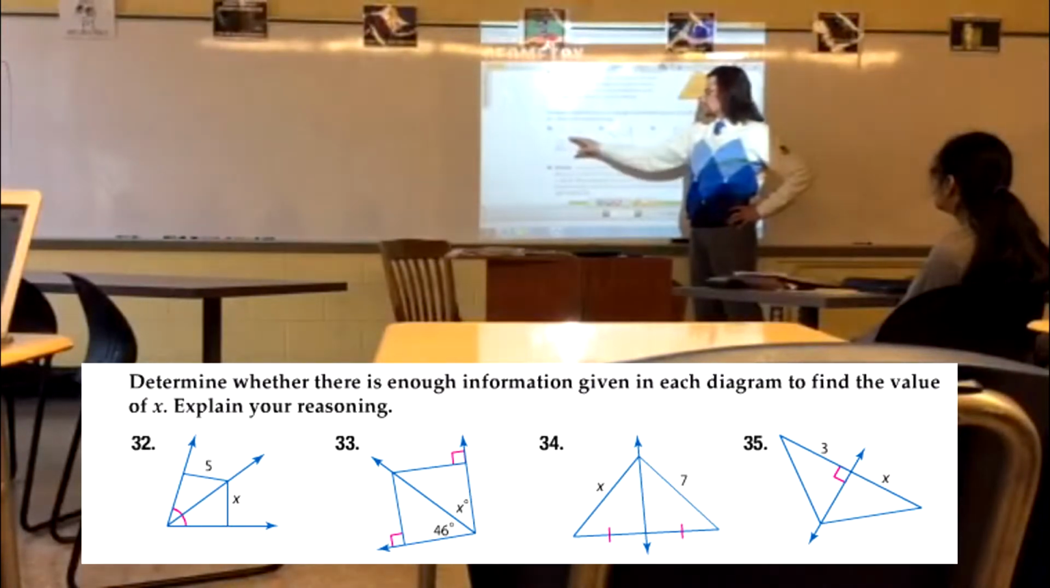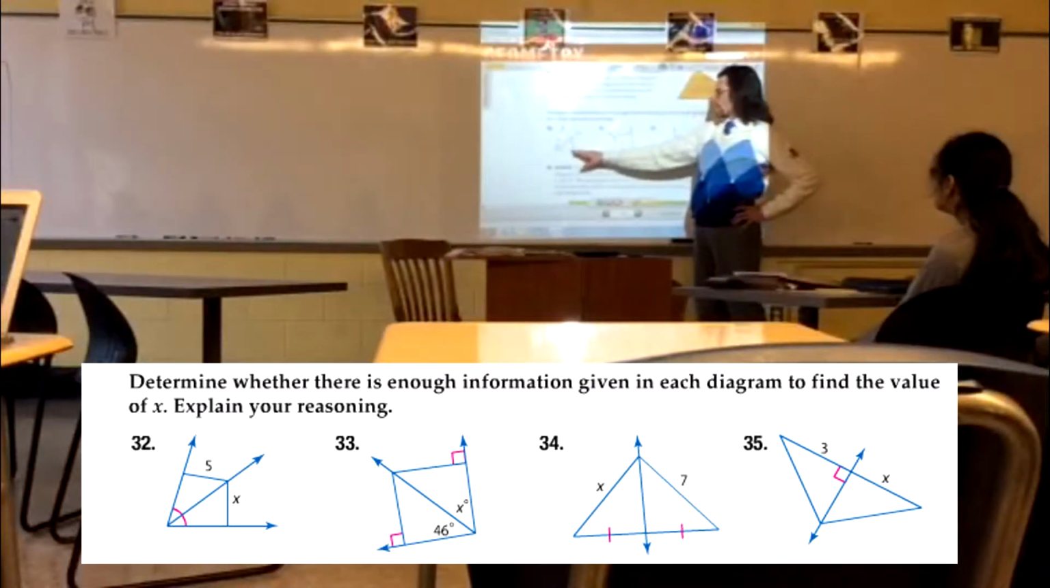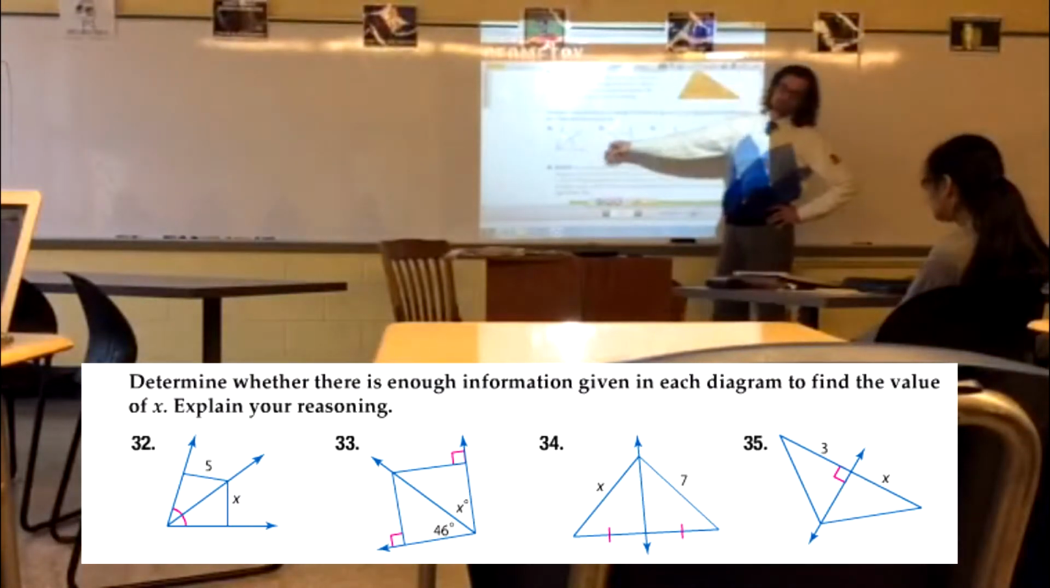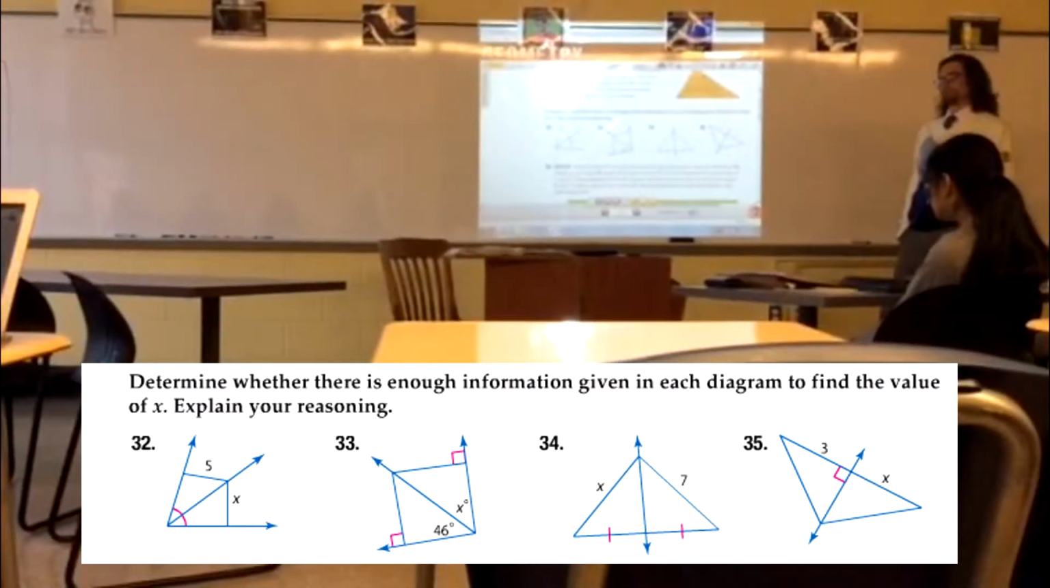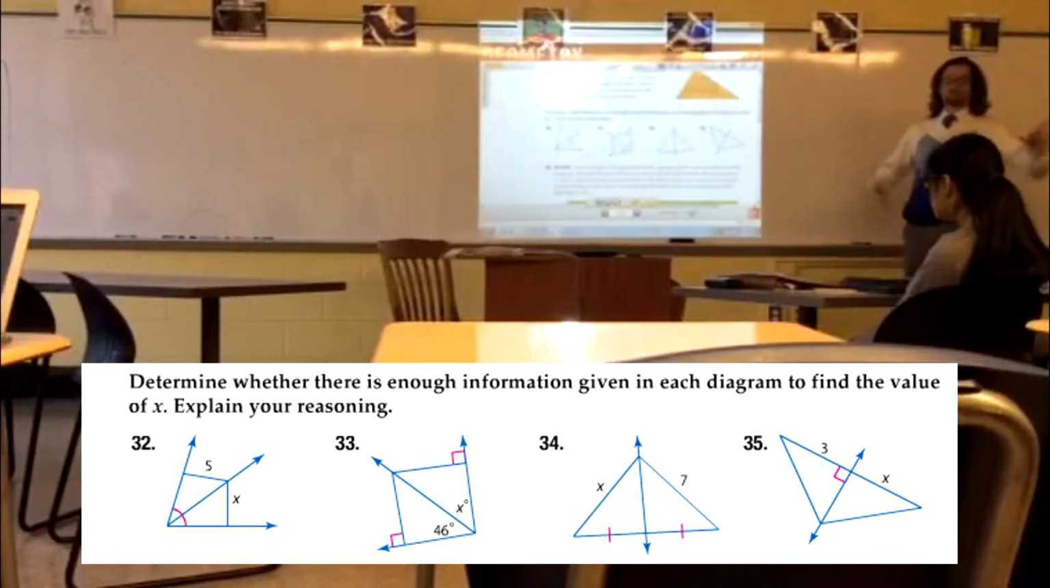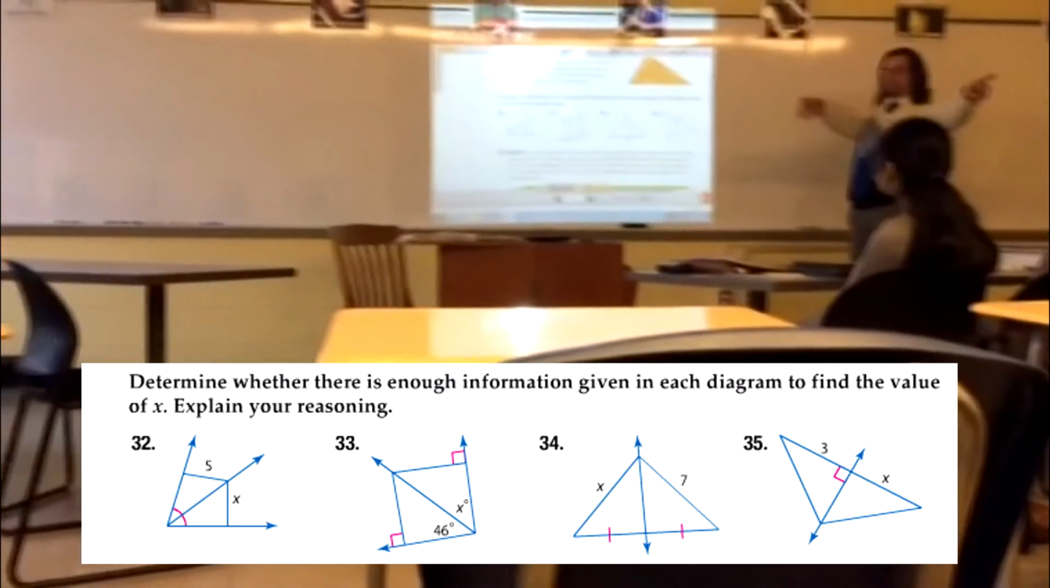We have this is a measure of 5 and this is a measure of x. Do we have enough information to say that x is 5? Yes. Why? Well, one at a time. I hear two different things here. Street first, and then Tamia says something different.